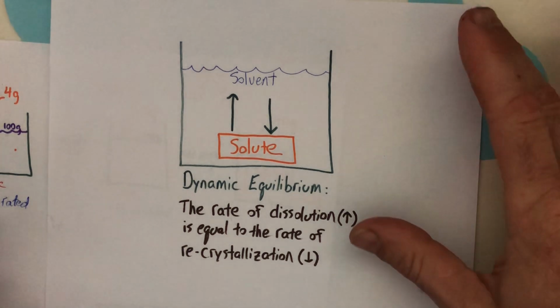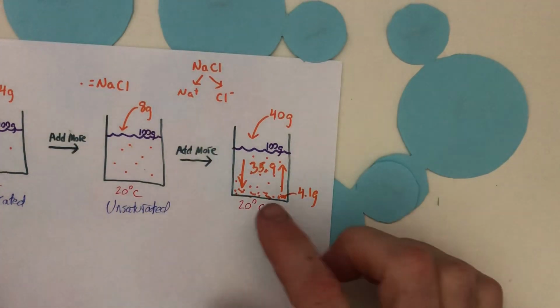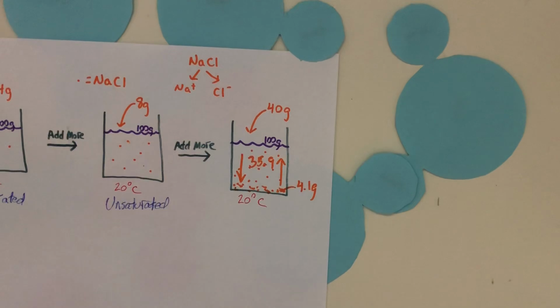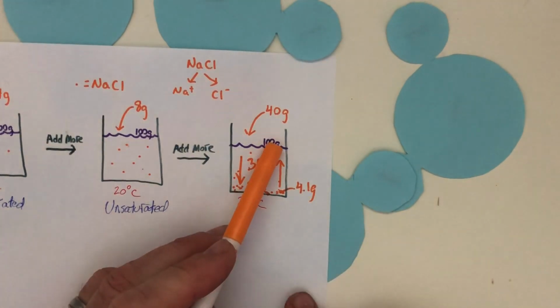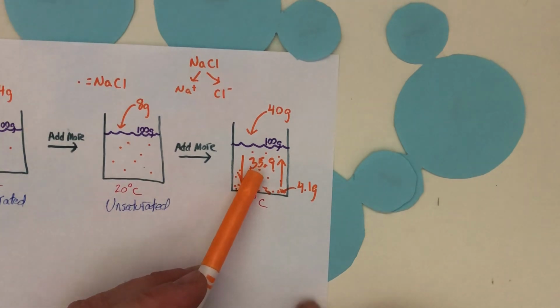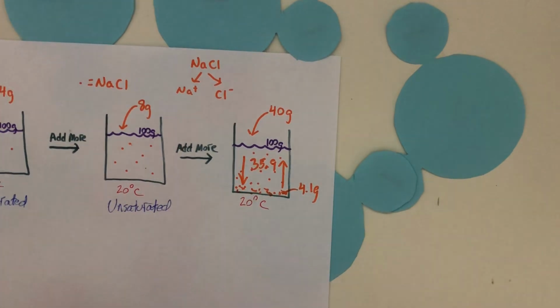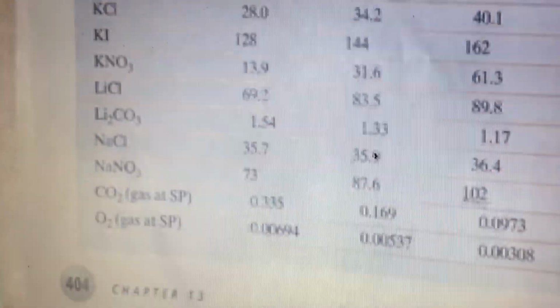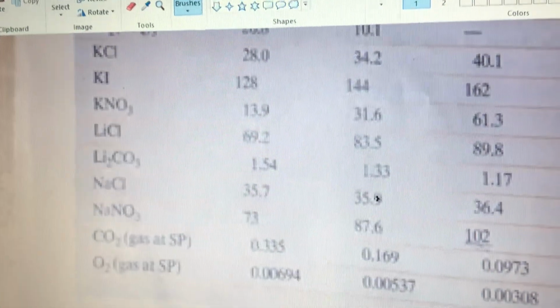So in this case, the solution of salt is saturated in 100 grams of water with 35.9 grams of solute. Any more than that is just going to sink to the bottom. Now, every substance has its own solubility. So let's look at a different one.